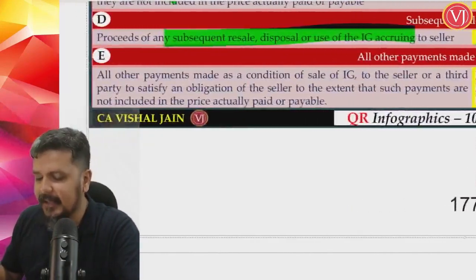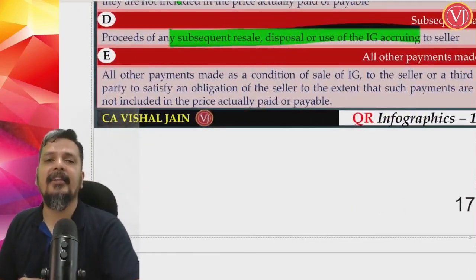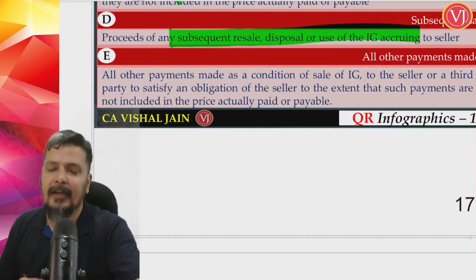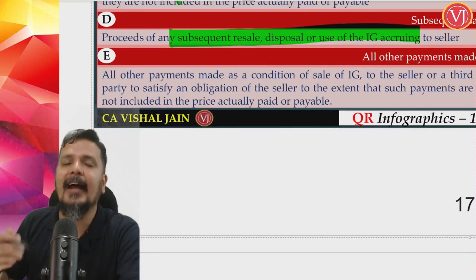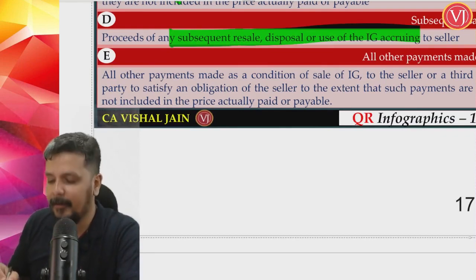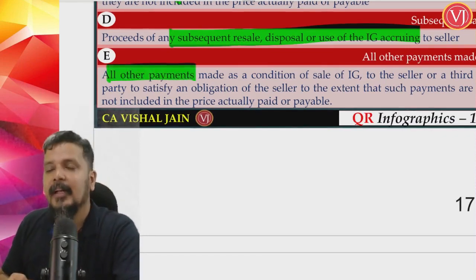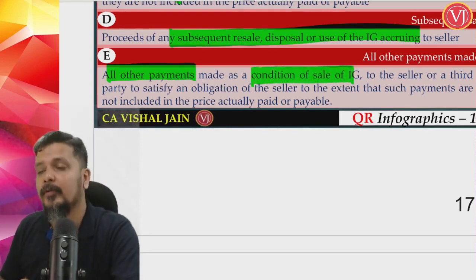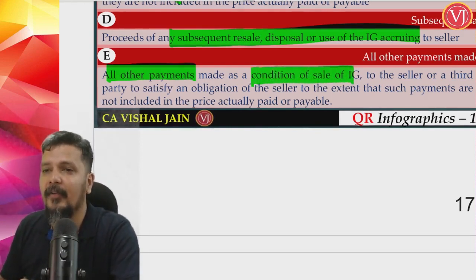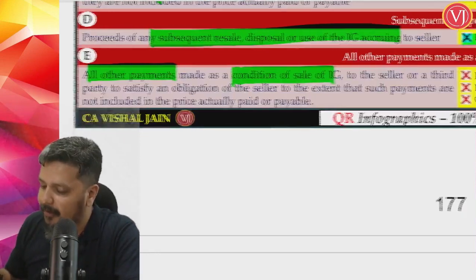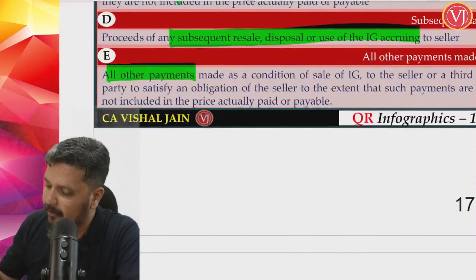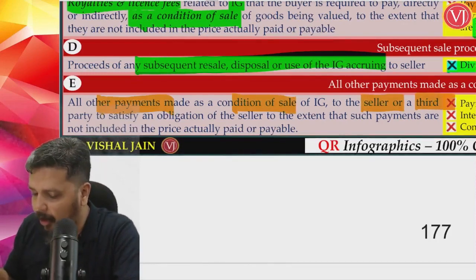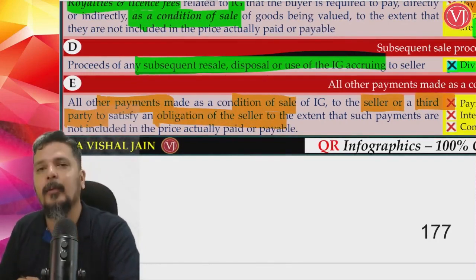And finally, the last addition in your rule 10.1, that is rule 10.1(e), any other payments, residuary payments, which is made as a condition of sale of imported goods. Very important point, which should be made as a condition of sale of imported goods. Whether I pay to the exporter or third person on behalf of exporter.